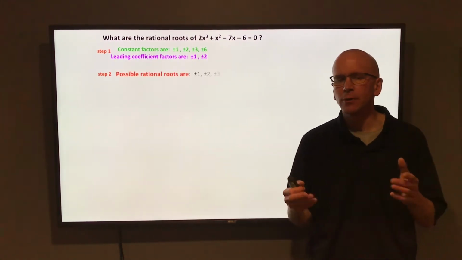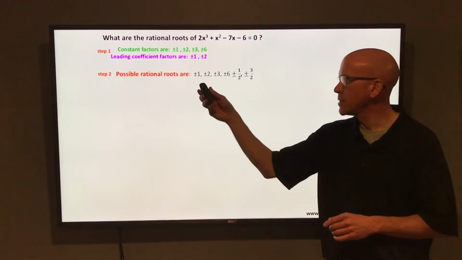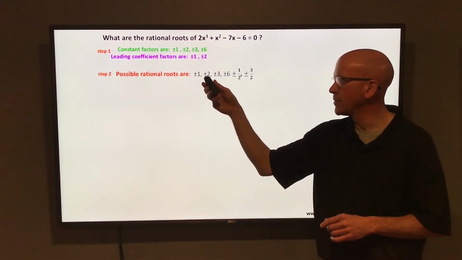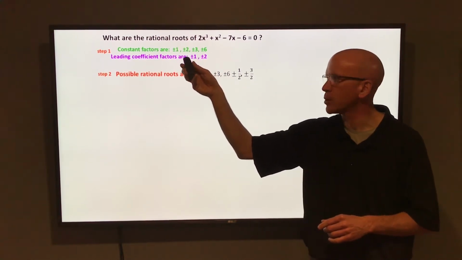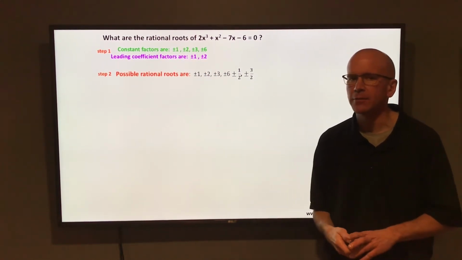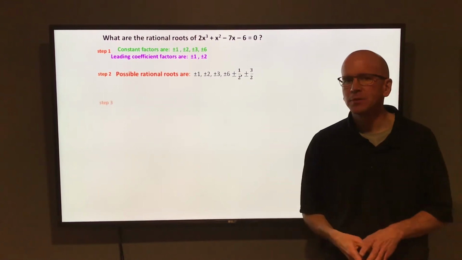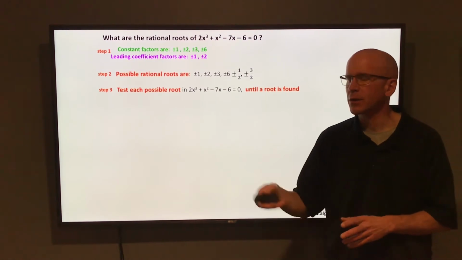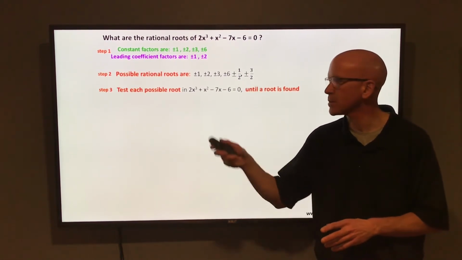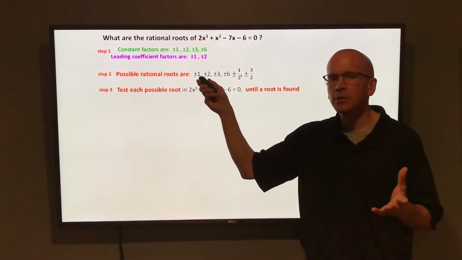And when you do that, you're going to end up with quite a list. So you end up with the positive or negative of 1, 2, 3, 6, 1/2, 3/2. Taking each one of the constant factors, putting those over each one of the leading coefficient factors. Now you want to get one of those to hit. So you want to substitute those in until a root is found. And you don't want to start with the fractions. That's too much work. You want to start with something easy like 1 or negative 1, 2 or negative 2.